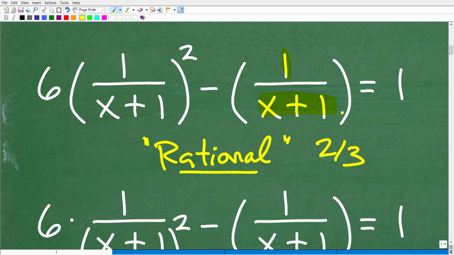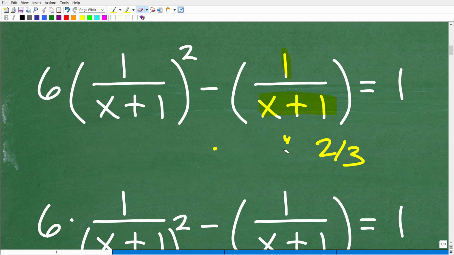In algebra, when we have fractions involved in an equation, you wouldn't say this is a fraction equation. We would call this a rational equation. Now, there are some other little things that we have to look out for, but that's what we're dealing with. So this is what we have, and now we need to think to ourselves, what can we do to make our life easier here?